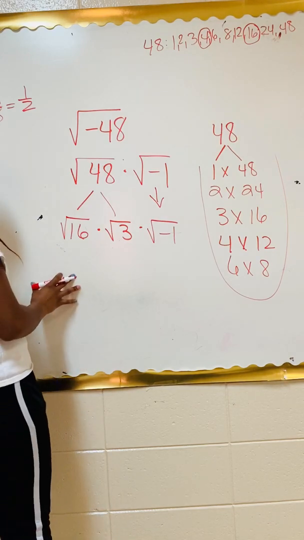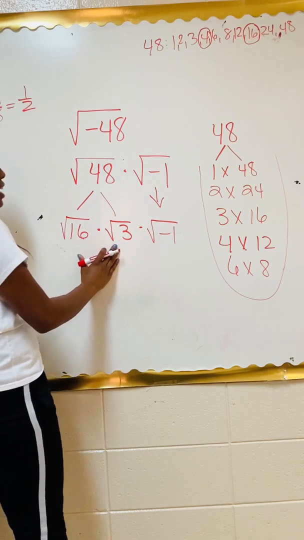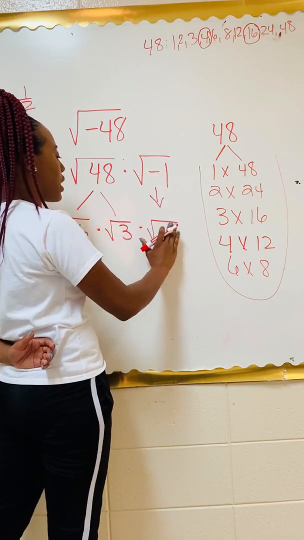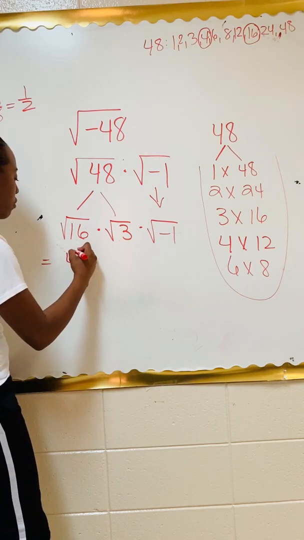All right, so now that we have simplified the square root of 48 as the square root of 16 times the square root of 3 and brought down the square root of negative 1, we're going to go ahead and solve. So the square root of 16 is 4.